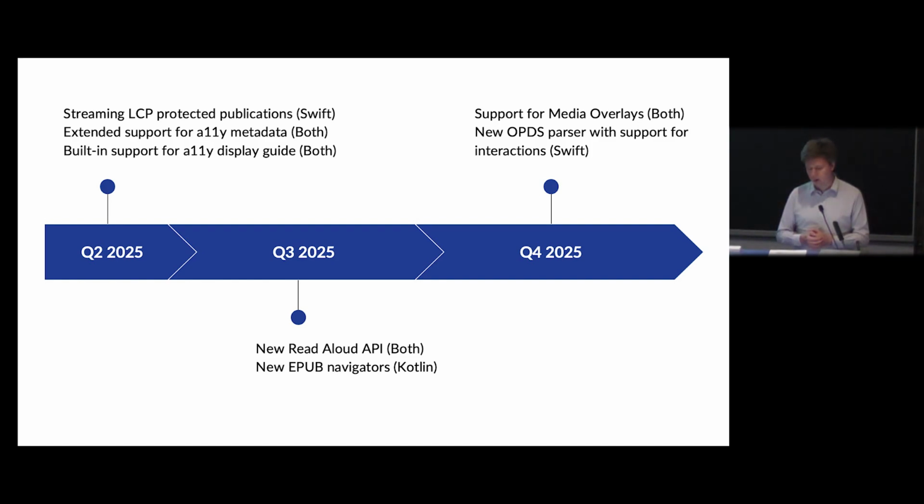Q3, we want to work, so this summer, we want to work on a brand new EDRLab API. So we've participated in the work organized by Daisy and Dedicon on requirements for reading systems, which brings a number of new ideas that are very interesting for Read Aloud. So we really want to push the envelope. We think we're going to introduce new features that we haven't seen before in other reading apps there. And also new EPUB navigators in Kotlin coming up at the same time.